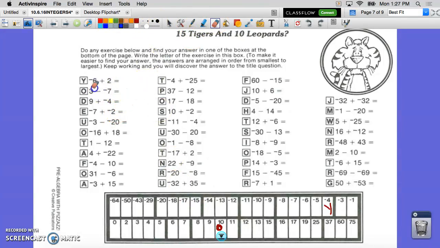And I know I'm going fast, but we should know these by now because you will have a test this week, most likely on Friday. You'll have a test on integers so we can move on. Okay, so practice, practice, practice.